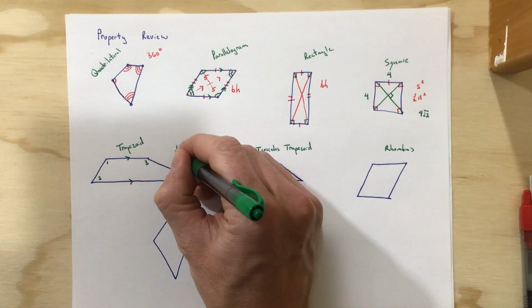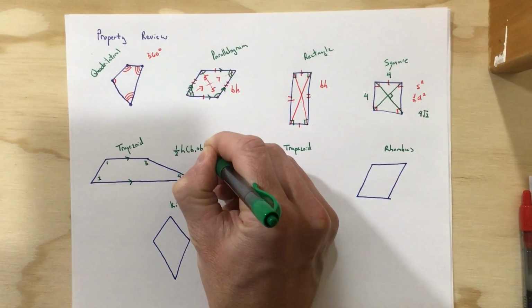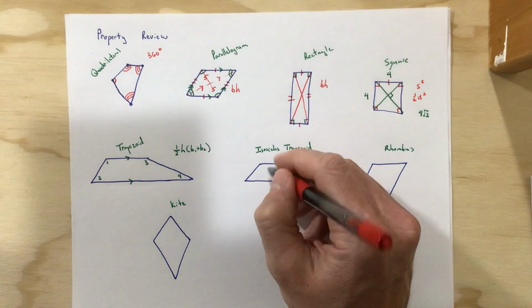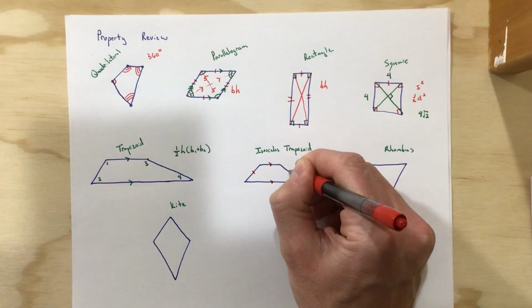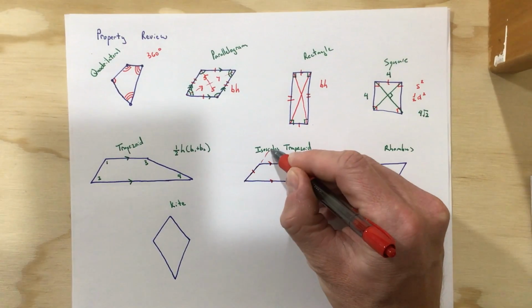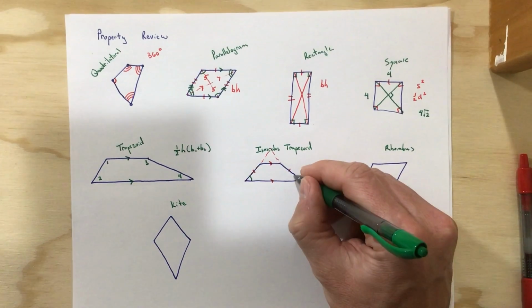The area here is 1/2 the height times b1 plus b2. Okay. Now an isosceles trapezoid goes one step further. This is clearly parallel to that, but this is congruent to that. And because of that, it's kind of like just an isosceles triangle. If you extend this and make it into a triangle, we know that the base angle theorem is true.